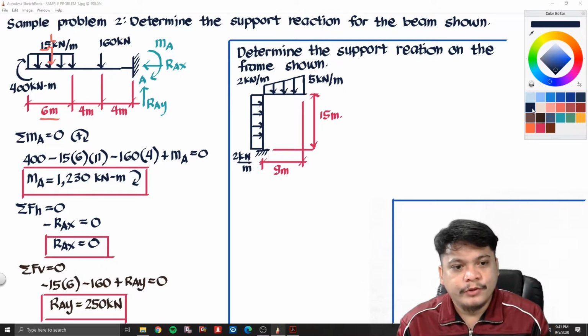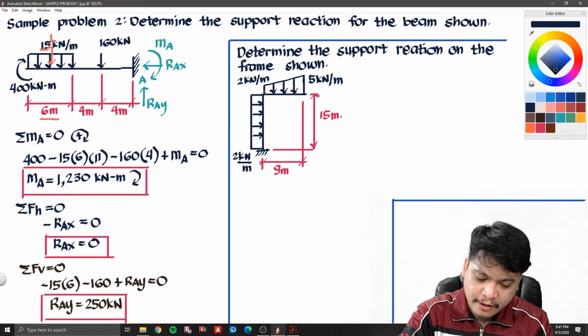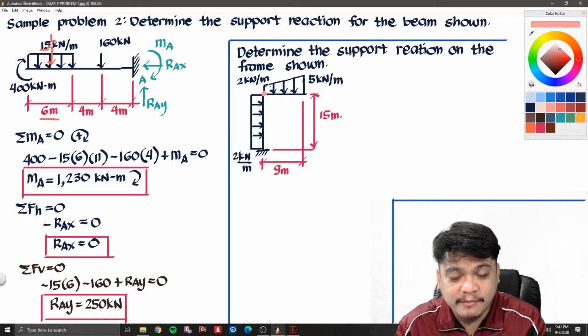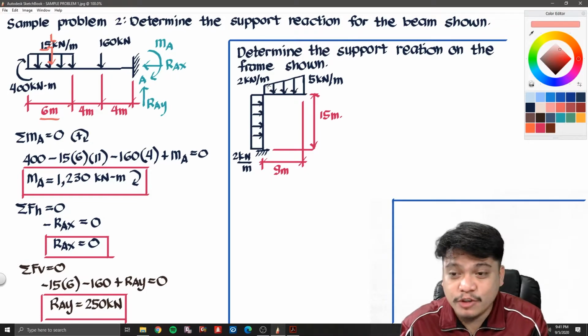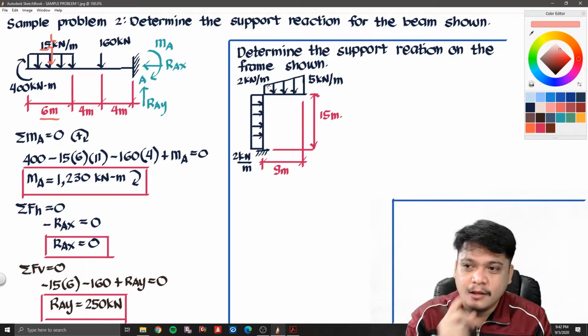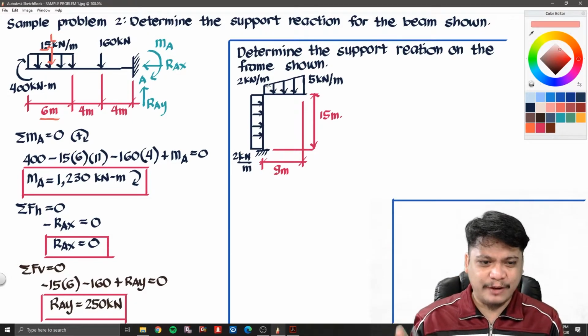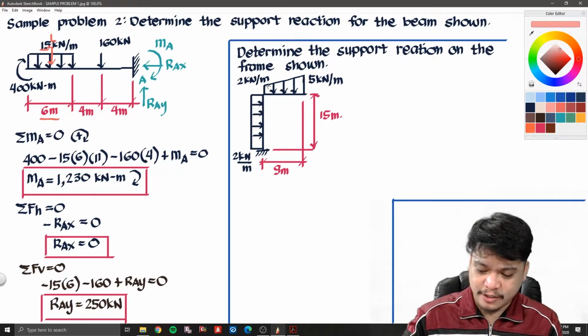Okay. So, another problem. So, this time, this is a frame. So, basta if I did not draw a circle there, ang ibig sabihin nun, it is a fixed support, no? So, ibig sabihin yung joint na yun, naka-fix siya. Okay? So, determine the support reactions.